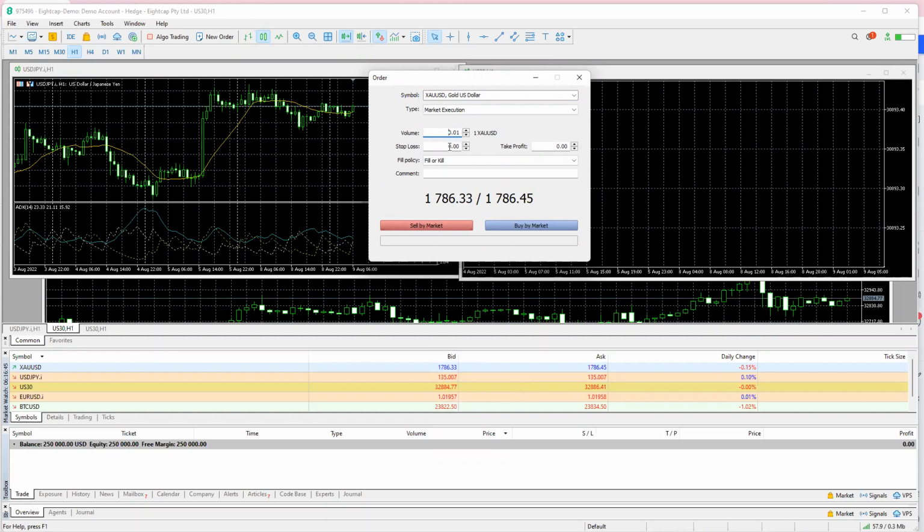You're always going to need to make a stop loss. If you're doing a trade and you're buying the market, then your stop loss needs to be underneath where the price is. So what is the price? The price is right here, this number right here. Okay, so let's say if I wanted to buy at 1786.7, my stop loss would have to be a lower price than this right here.